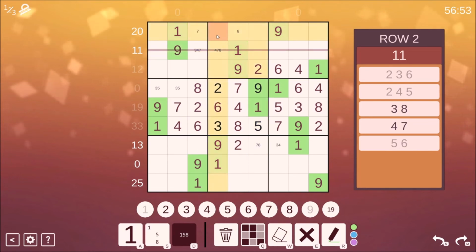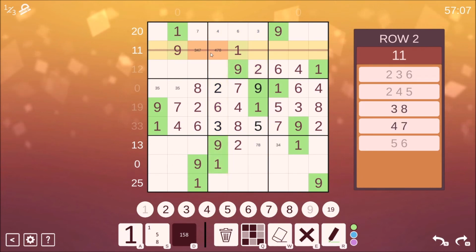So we would need a 3 and a 4. This 3 says we would have to place the 4 here, and we would have to place a 3 over here then. Now let's see how that affects this. We cannot place a 4 here, which means we cannot place a 7 here.